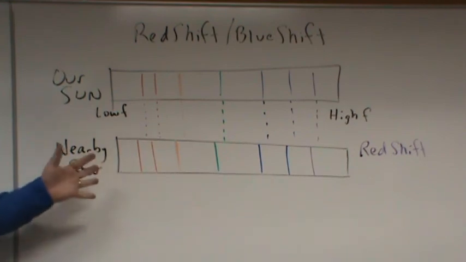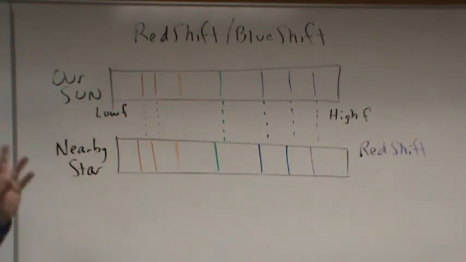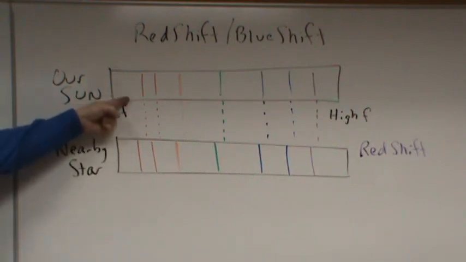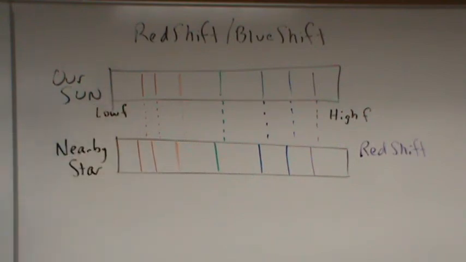All the frequencies are lower than we expect. The frequencies we're perceiving are lower than the frequencies that star is actually putting out. What does that tell me about that star?